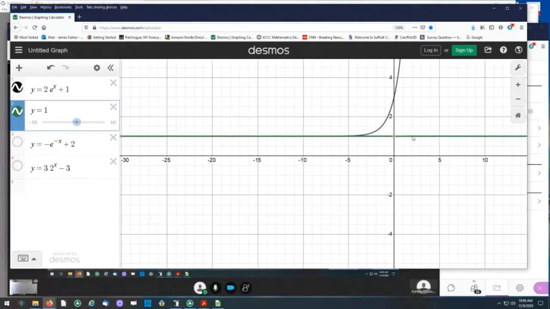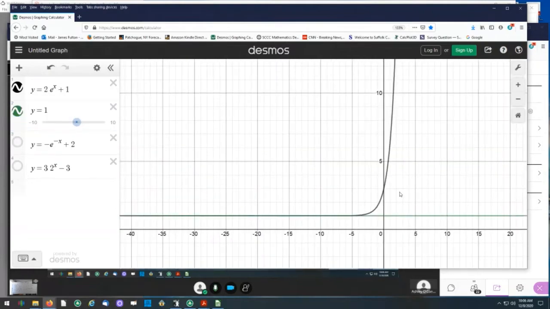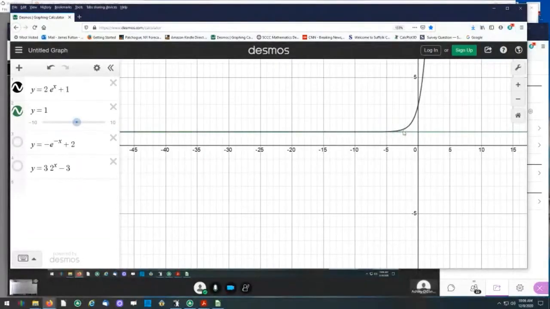Now as x goes to plus infinity, you can see this goes off to positive infinity. So this horizontal asymptote exists only as x is going towards negative infinity. Okay, let's take a look at the next one over here.